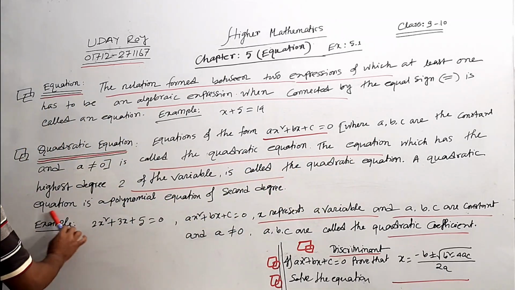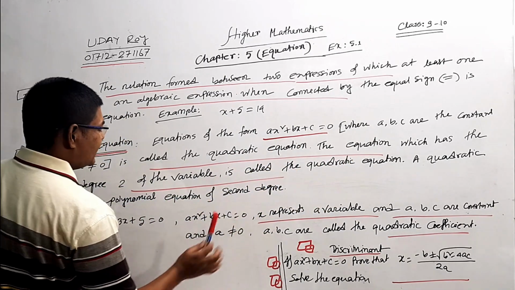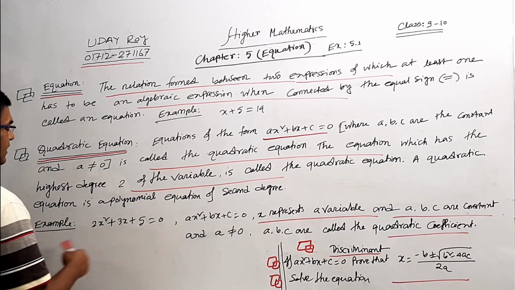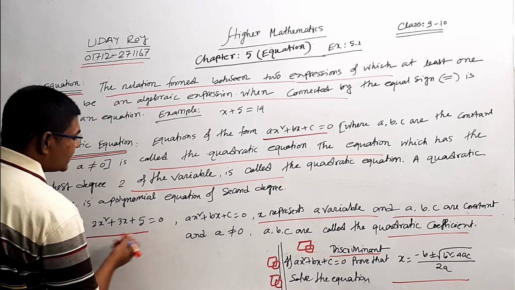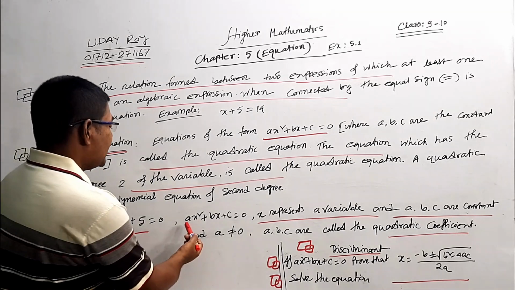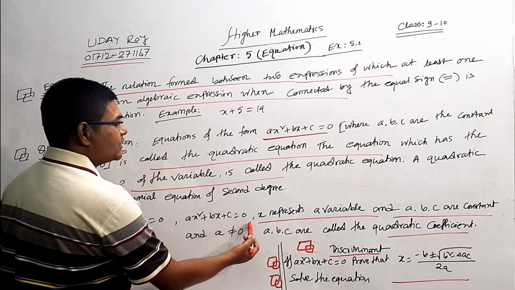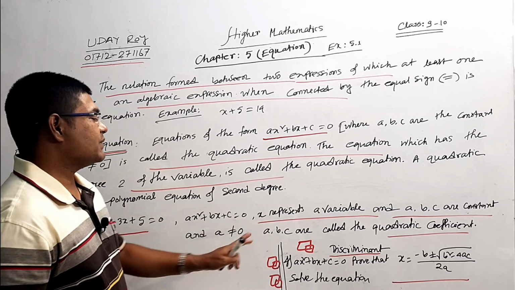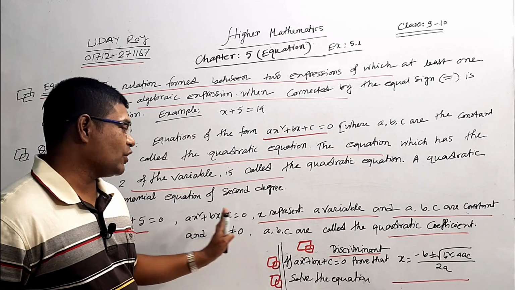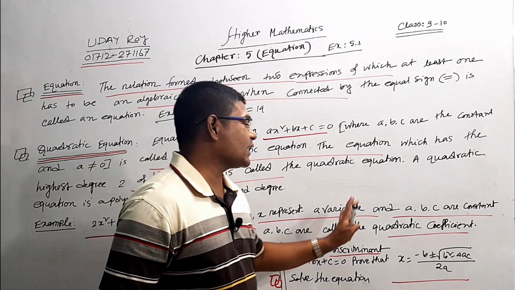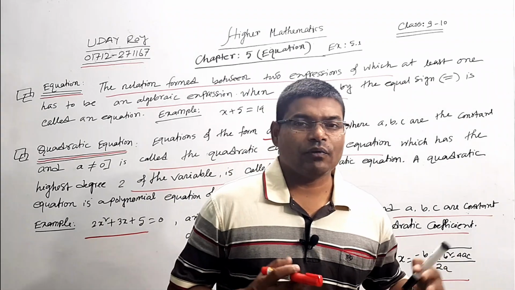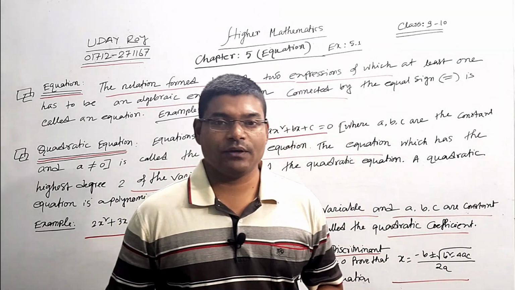The equation is a polynomial equation of second degree. You can see here 2x square plus 3x plus 5 equal to 0. This is also a quadratic equation. And you can say ax square plus bx plus c equal to 0, where x represents a variable, a, b, c are constants and a not equal to 0. A, b, c are called the quadratic coefficients. So we have learned today what is called an equation and a quadratic equation.